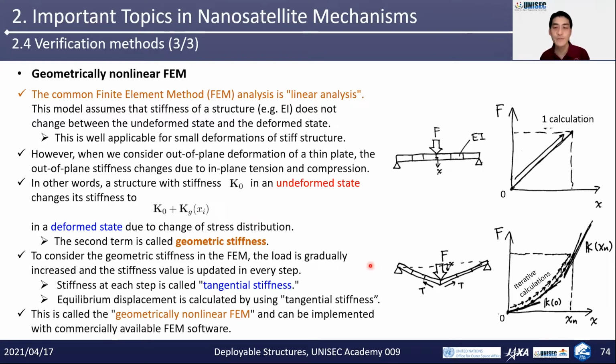To consider the geometric stiffness in FEM, the load is gradually increased and the stiffness value is updated in every step. Stiffness at each step is called tangent stiffness. Equilibrium displacement is calculated by using this tangent stiffness matrix in every step. This is called geometrically nonlinear FEM and can be implemented with commercially available FEM software. So if geometric stiffness is not negligible in your system, you will consider using it.